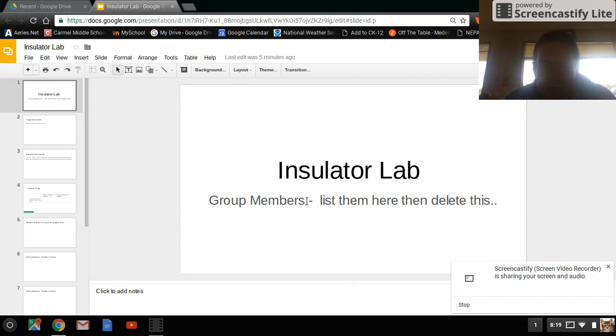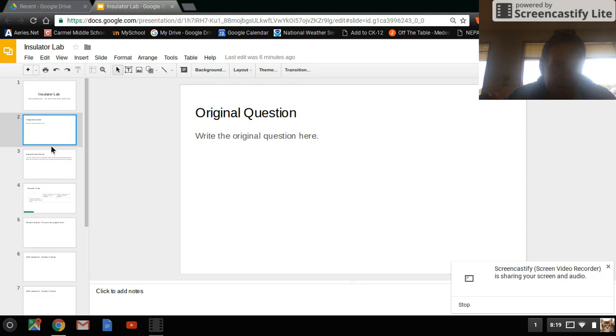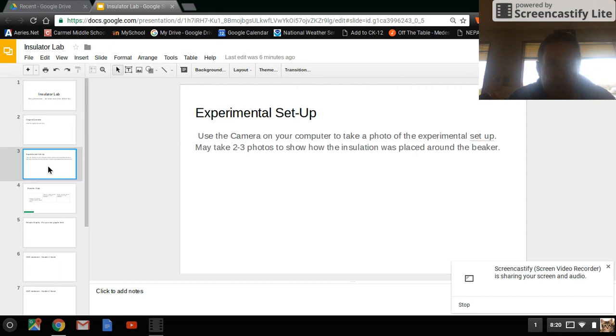So go through here. You're going to write down all the group members, and you're going to delete this part when you're done. So you'll put like Mr. Guzzi, Miss Bradley, and whatnot. You go to the next one. You're going to have to type down what was the original question, which is on the sheet I'll give you today.